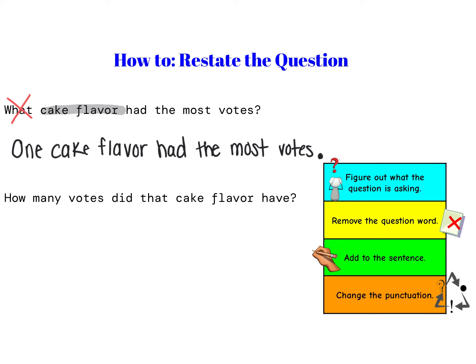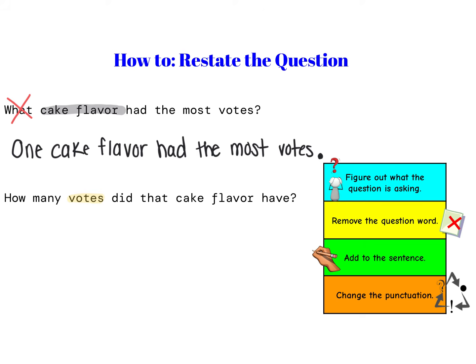Let's look at our next example. How many votes did that cake flavor have? My first step is to figure out what the question is asking. I'm looking here at the question and it says, how many votes did that cake flavor have? I think this question is asking me to tell the number of votes. Now that I know what the question is asking, I can go ahead and remove the question word.